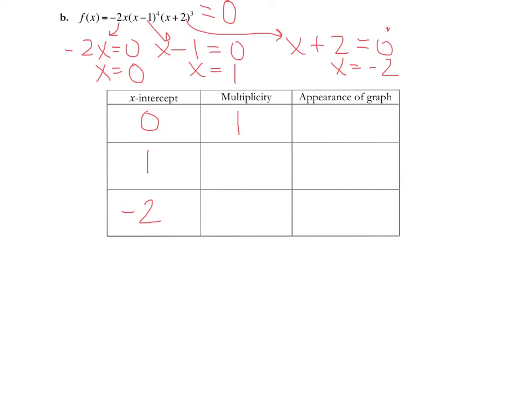Now let's move to our x-intercept 1. That came from this factor here, (x minus 1) to the 4th. So that will have a multiplicity of 4. And then finally, -2 came from this factor here that has an exponent of 3, so the multiplicity there is 3.